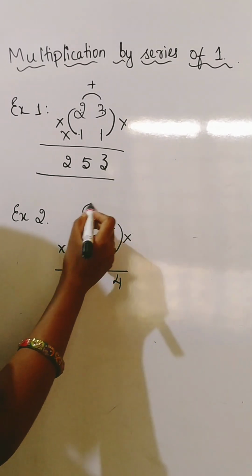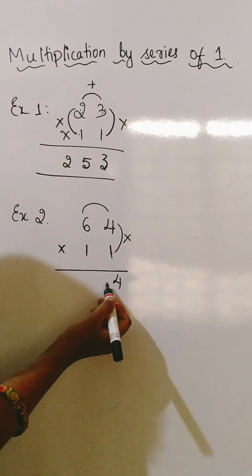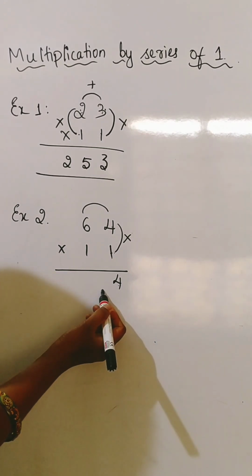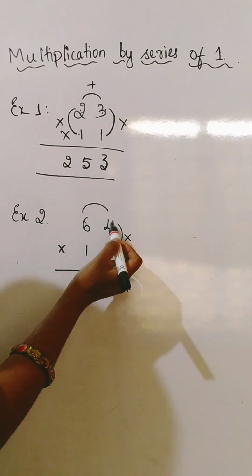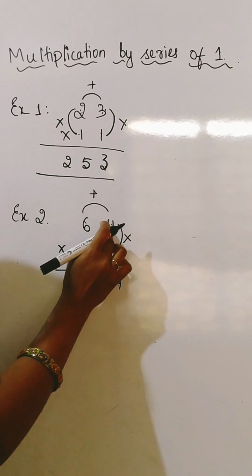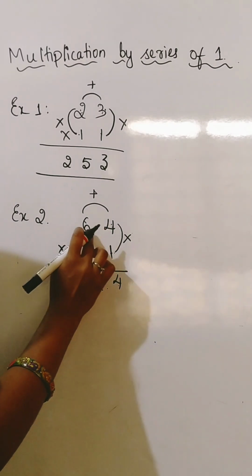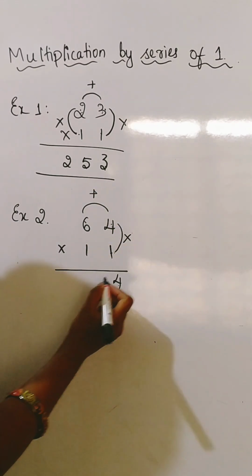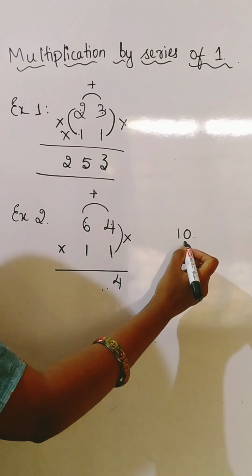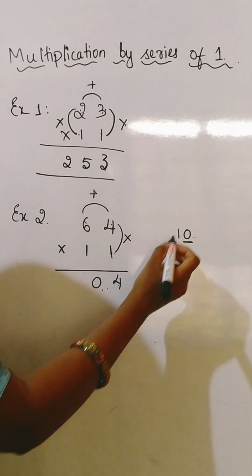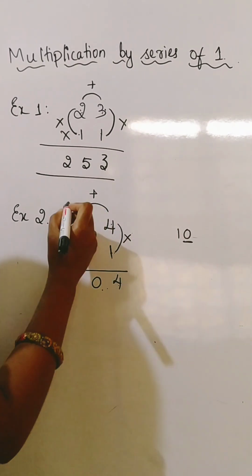Step 2, in the sense the next digit. What number has to be in the tens place? 6 plus 4, these two numbers you have to add. 6 plus 4 is 10. Of the 10 you only have to write 0. The 1 has to be taken as carry.